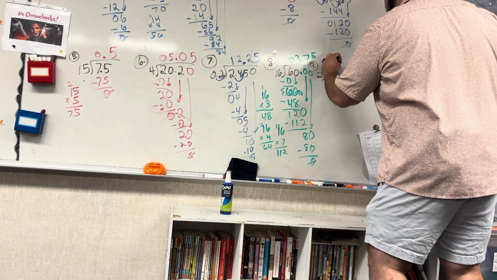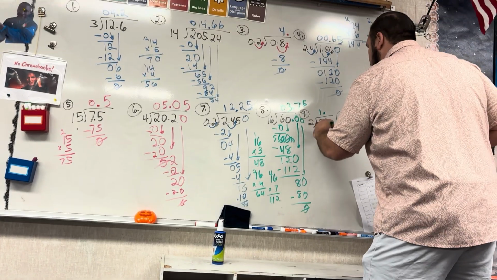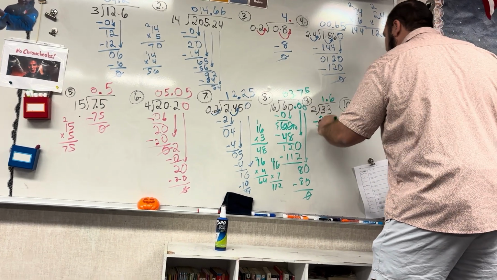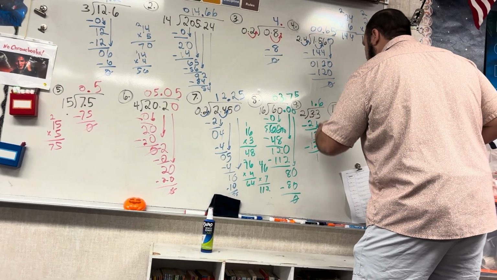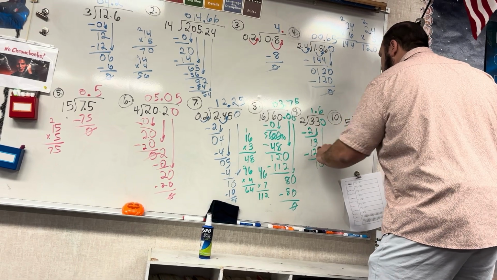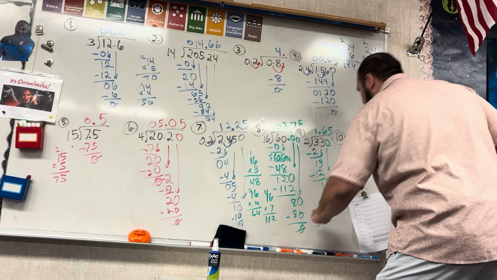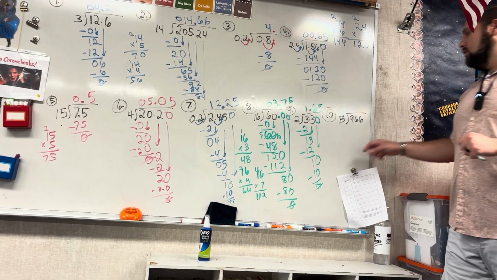So we put a decimal on top. 2 goes into 3 one time. 3 minus 2 is 1. Bring down the 3. 2 goes into 13 6 times. 2 times 6 is 12. Bring down the 1. Now I bring down a 0. 2 goes into 10 5 times. You got nothing left over. 1.65. Not a difficult word problem.